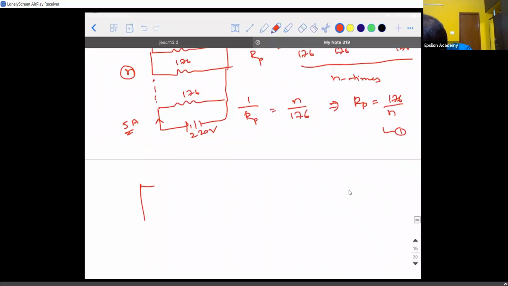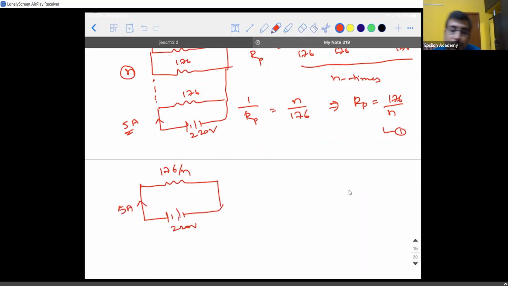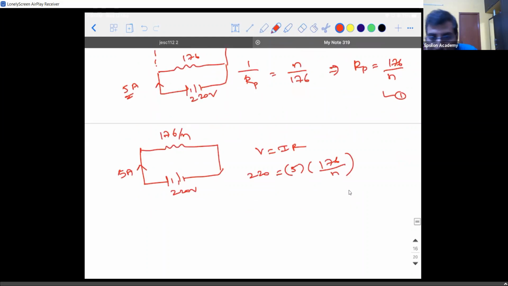So how is the equivalent circuit going to look like? 176 divided by n is connected across a 220 volt line carrying a current of 5 ampere. So V is equal to IR. V is 220, equal to I, which is 5 ampere, into 176 divided by n. So 5 and 220 will go 110 times. N will be equal to 176 divided by 110. Whatever you are getting, that is the required answer.